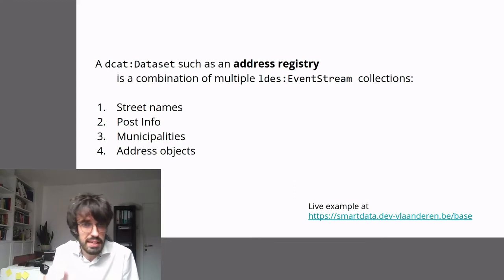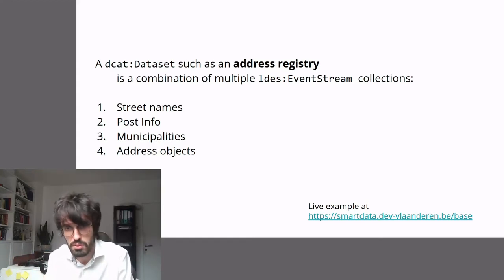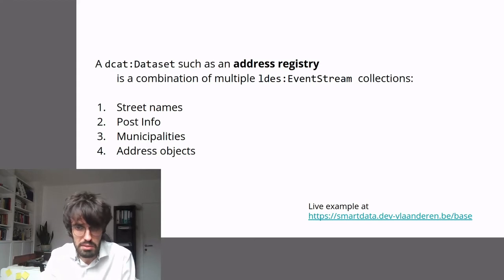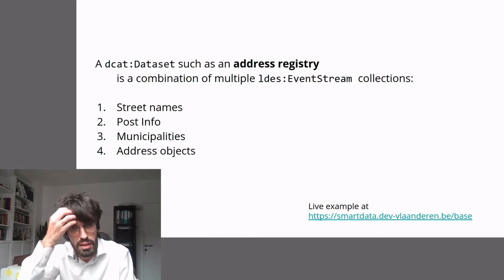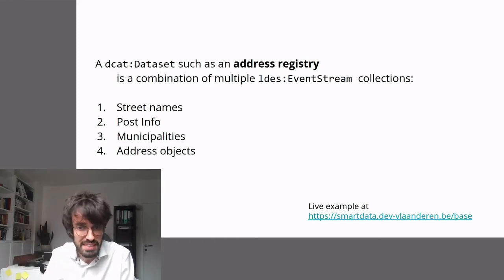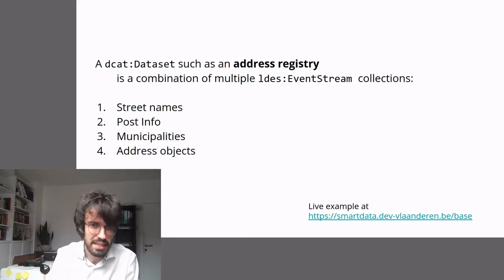It defines a data set, a catalog, a distribution, a data service, and so on. But a DCAT dataset, such as an address registry, you could see as a combination of multiple event streams. For example, an event stream of street names, an event stream of post info, so the post codes, the zip codes, the municipalities, and the address objects themselves, so the numbers in the road. We've also developed that. You'll see it later in section 3 of the course. You will also see a video by Dwight van Lanker that actually implemented exactly this for Flanders.